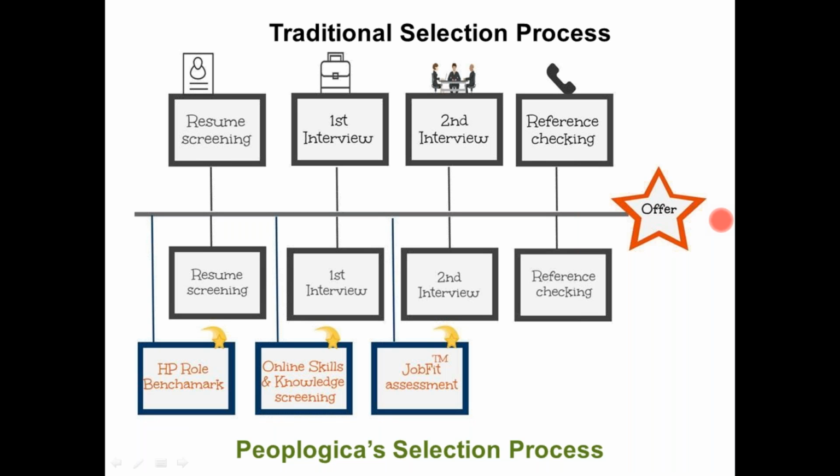So the first part is by developing high performance role benchmarks, and we'll go into how we develop them. Then we've got the online skills and knowledge screening, so essentially screening out the applicants that don't have the basic skills and knowledge for the job. And then in between the first interview and the second interview for the shortlisted candidates is assessing them and measuring them against the high performance role benchmark you developed at the start, measuring their fit and identifying any potential barriers to success. So that process there, the difference between the traditional process and our selection process, will take it from that 26% to 75%.